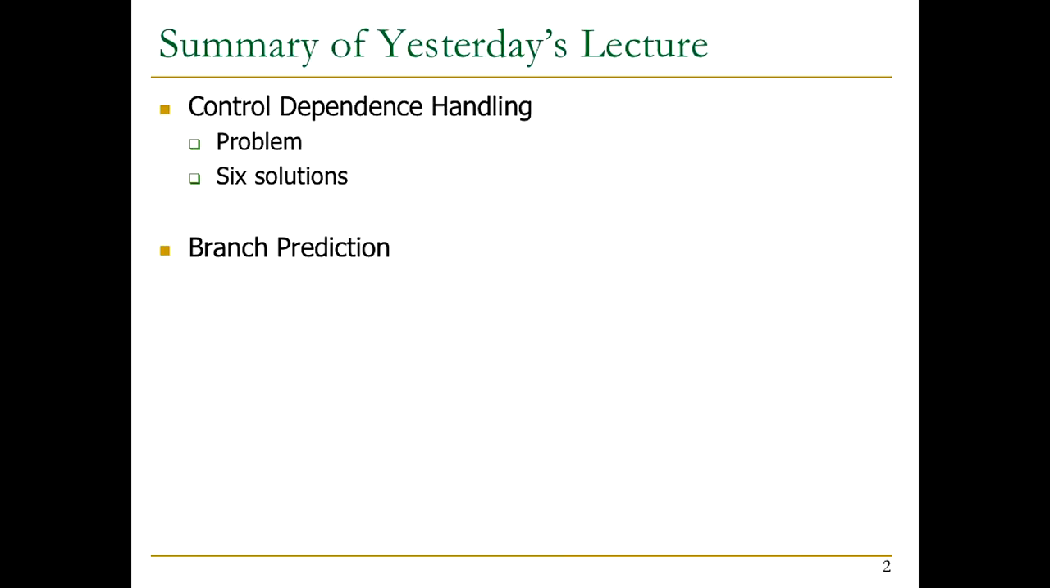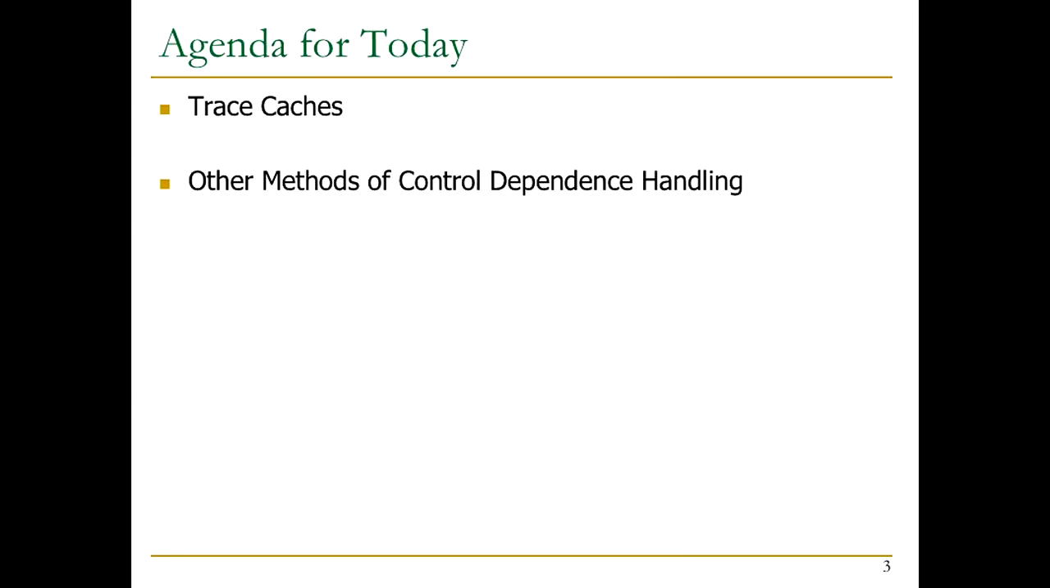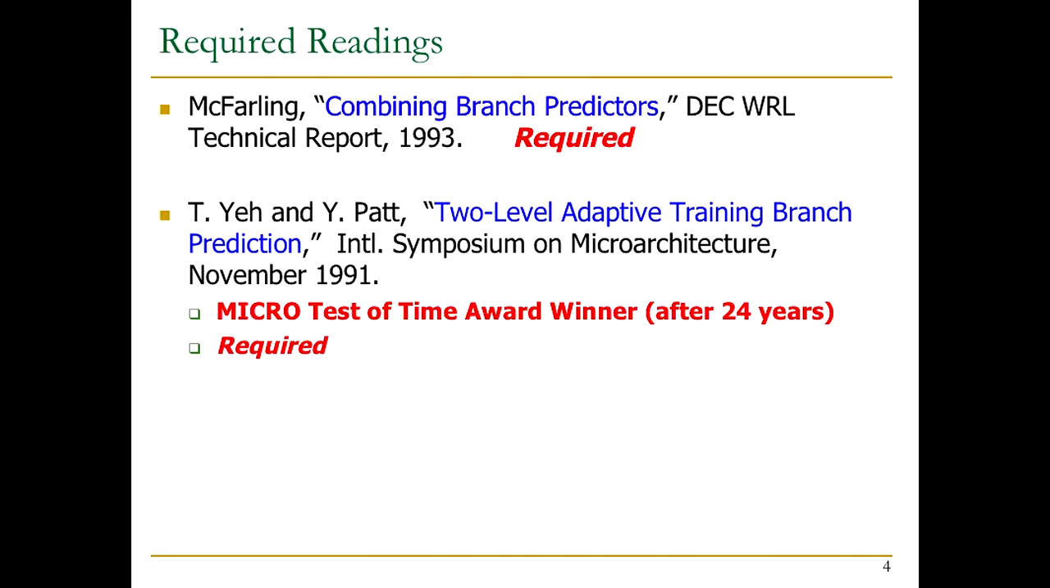Okay. So remember, we've started control dependence handling. We talked about the problem. We talked about six solutions, but we covered only one, really. And that one was guessing. Well, we covered really two. The first one was not interesting, right? Stalling the fetch engine until you determine the next fetch address. And then we covered guessing the next fetch address and a lot of algorithms. Today, we will start with trace caches, which we built up to, and then talk about other methods of handling control dependencies. And if we have time at the end, we will cover more trace caches and block-structured ISA, block-based execution. But we will need to build up to that.